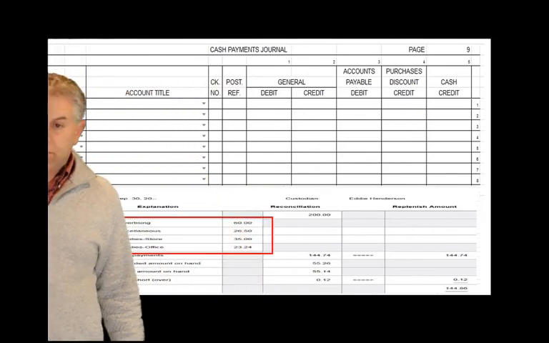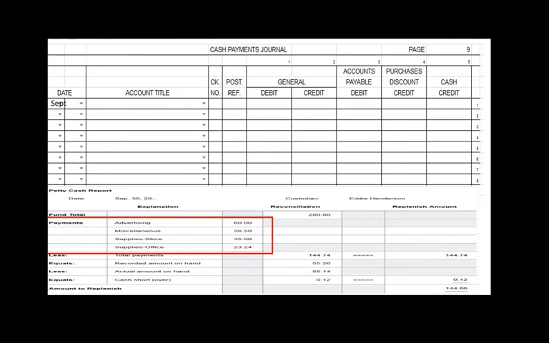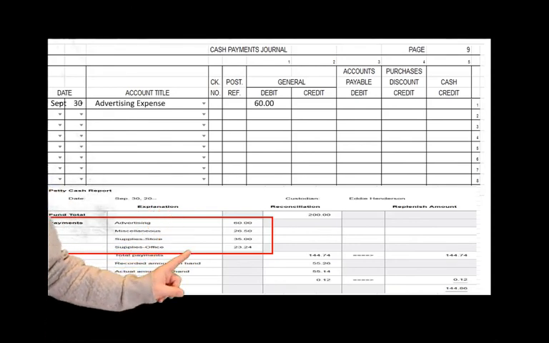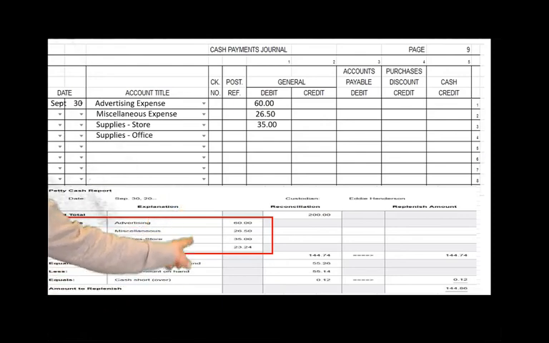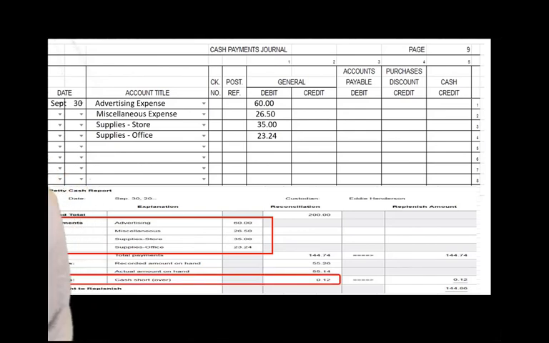Again, petty cash, replenishing it, just kind of walk through it, right? I put the date of the transaction. You can see that it's September 30th. Where did I get that? It's right there. Okay, I'm going to put my advertising expense. You can see I have my advertising expense. I can have my miscellaneous, supplies office, supplies store. I'm putting all my numbers here. Okay, I've already kind of calculated out whether it's over. I've figured that out.